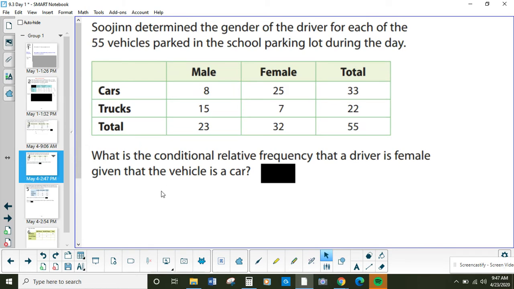Now, here's another two-way table. I want you guys to pause and read the question to yourself. And if you can answer it, go ahead. Otherwise, just unpause when you're done reading the question.